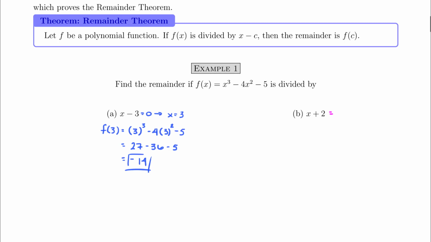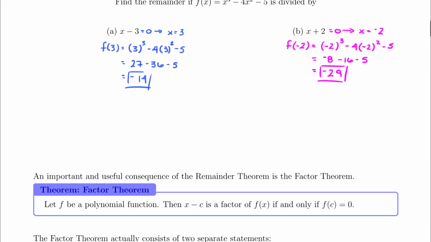With part B, if we set this equal to 0, that implies then that x is equal to negative 2. So if we evaluate the function at negative 2, we are going to get negative 2 cubed minus 4 times negative 2 squared minus 5. When we simplify this, it's negative 8 minus 16 minus 5, which is equal to negative 29. So if we had divided the polynomial by x plus 2, our remainder would be negative 29.